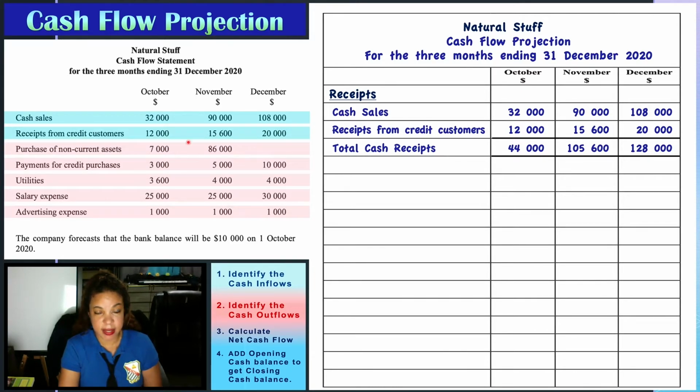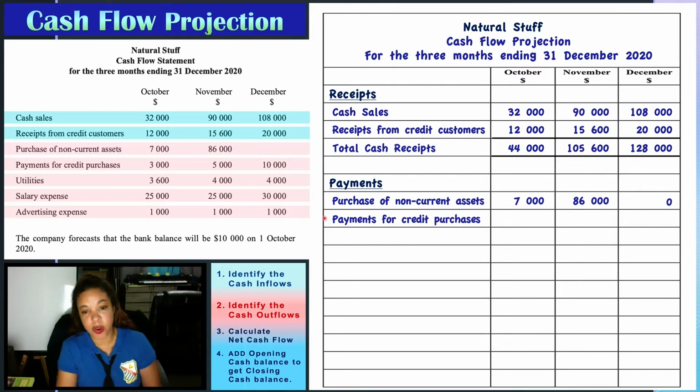We identified 1, 2, 3, 4, 5 items. So you put your heading, payments, and you're just going to list these and put the amounts according to the months. So purchase of non-current assets. Notice there's a 0 here because there is none. You can put 0 or a dash, it doesn't matter as long as you have the figure. In December, there was no purchase of any non-current assets. Next one, payments for credit purchases. You put the figures according to what they have for each month.